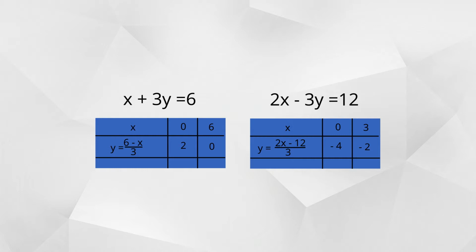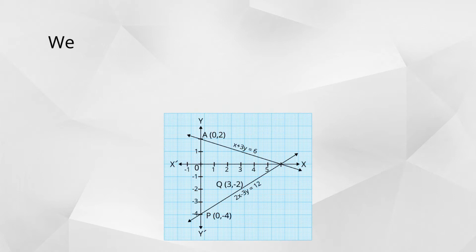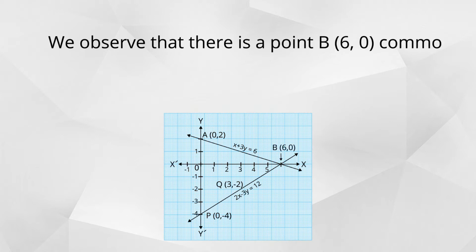Let us plot these points on the graph paper and join the points to form the lines. We observe that there is a point (6, 0) common to both the lines.